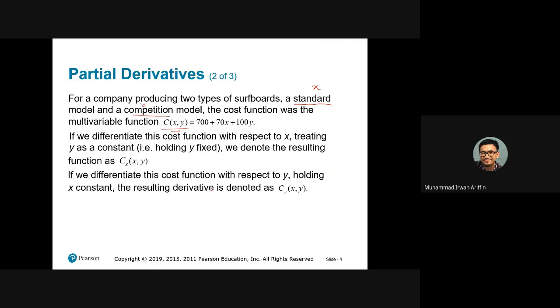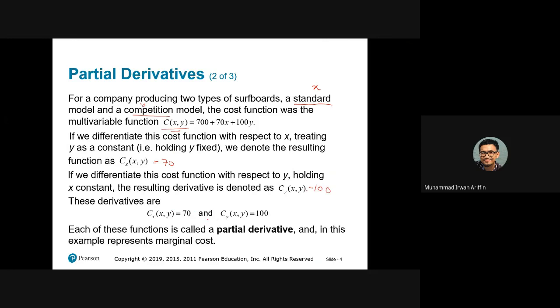So for the first one, when we differentiate this cost function with respect to x, we have 70, because we are holding y constant. When we treat y as constant, it is the same as 700. There is no x there, so this becomes 0 and this becomes 0. What about when we differentiate the cost function with respect to y? This becomes 0, this becomes 0, and this becomes 100. So this is the derivative.